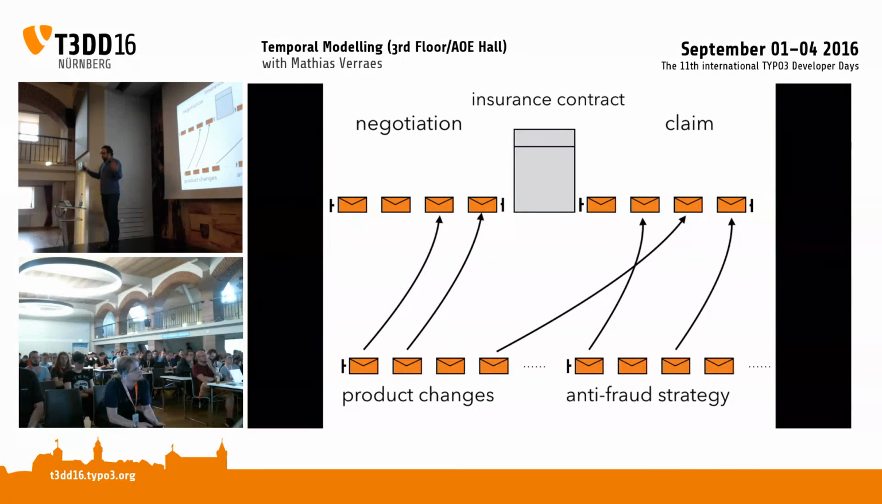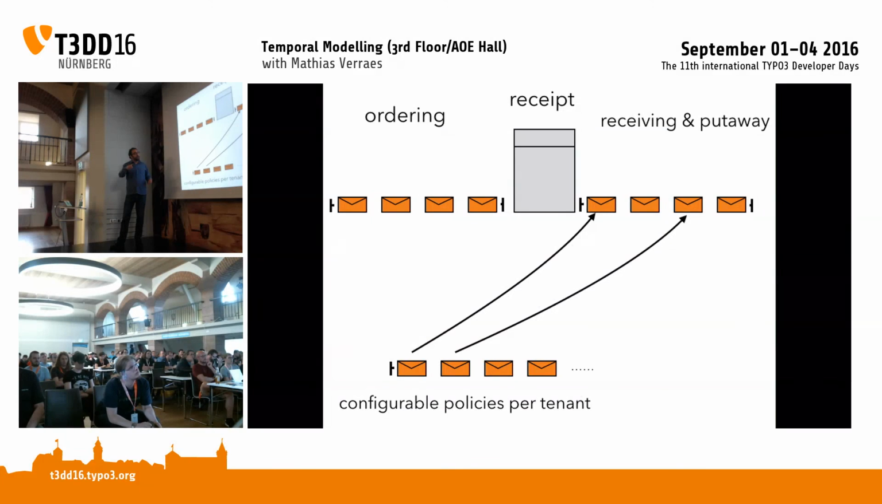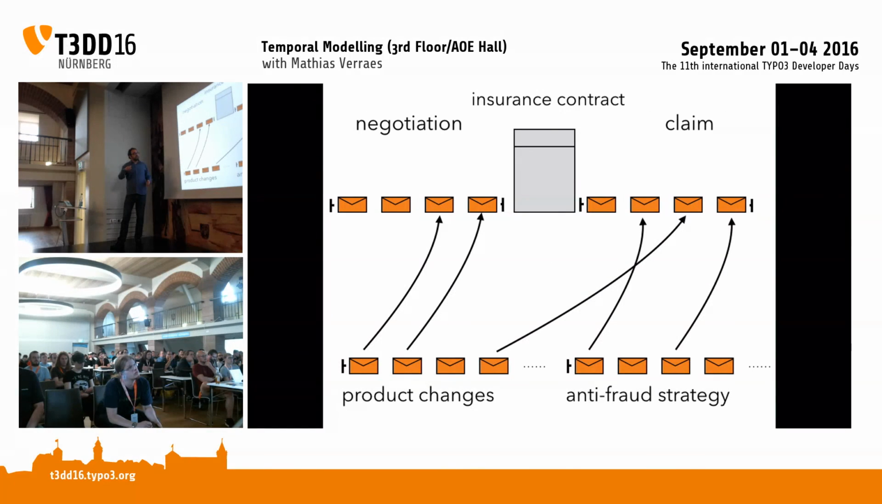And of course, it gets more interesting if you have insurance claims. So that was a very short process here, but with insurance claims, if this takes years and this takes weeks or months, what if your insurance products change over time? What if your anti-fraud strategy changes? How does this affect the ongoing process? You can start modeling these things.